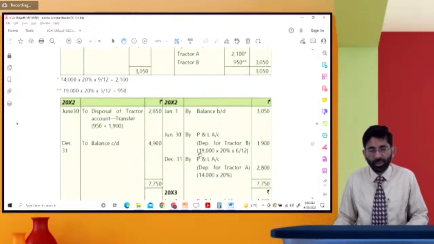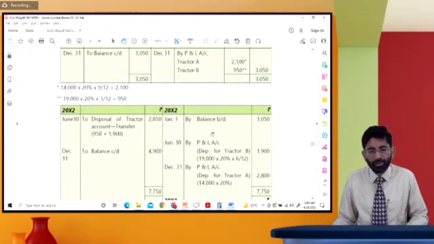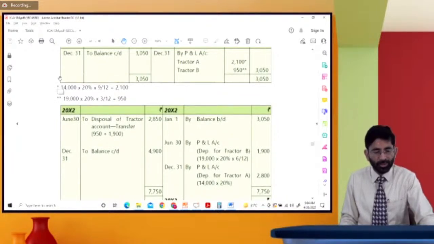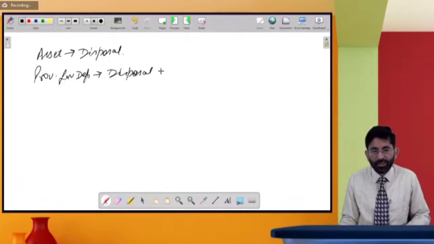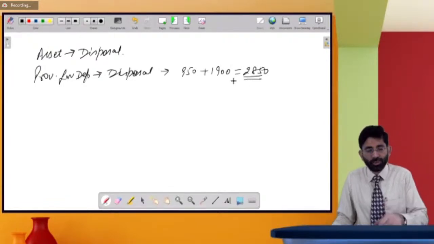That will be on 19,000 into 20% into 6/12. So this is calculated and entered here as 1,900. So 1,900 is the depreciation for the current year and 950 is the depreciation for the previous year. How much is the total depreciation? It is 950 for the first year and 1,900 for the second year. It is 2,850. So this total depreciation will go to the disposal account.